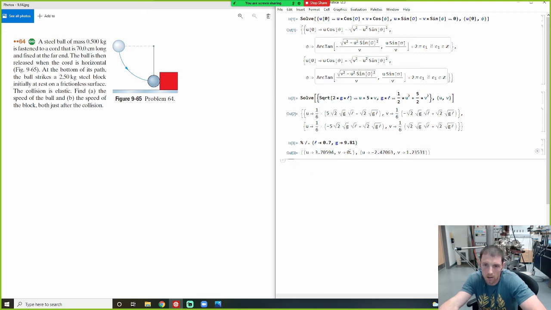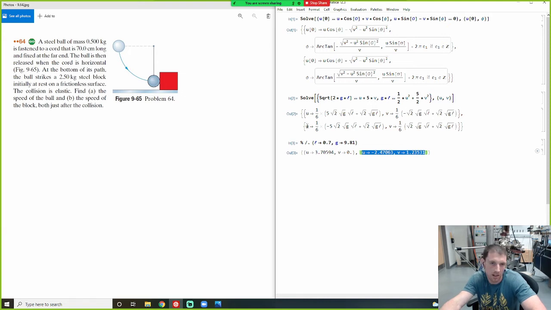So this first set here is basically saying that the block has no speed after the collision, which I think we can probably throw out as being unphysical. This is just an artifact of the math. So what is the more realistic solution is that the ball bounces off and now is moving to the left with a speed of 2.5 approximately meters per second, and the block is moving to the right with a speed of 1.2 meters per second. And so I think that I like this solution much more than the other one, numerically speaking.